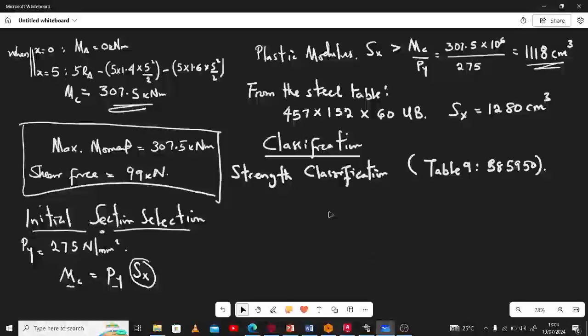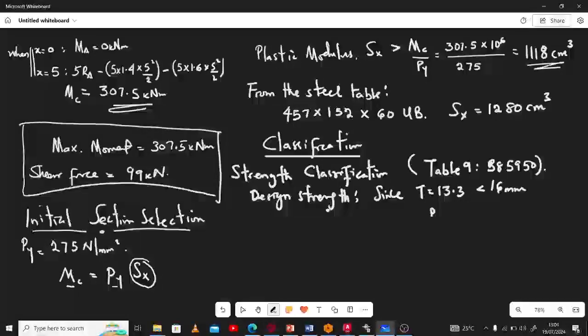Okay, so we have design strength. Since our T is equal to 13.3, which is less than 16 mm, Py is 275 Newton per millimeter square, and that's settled, right?